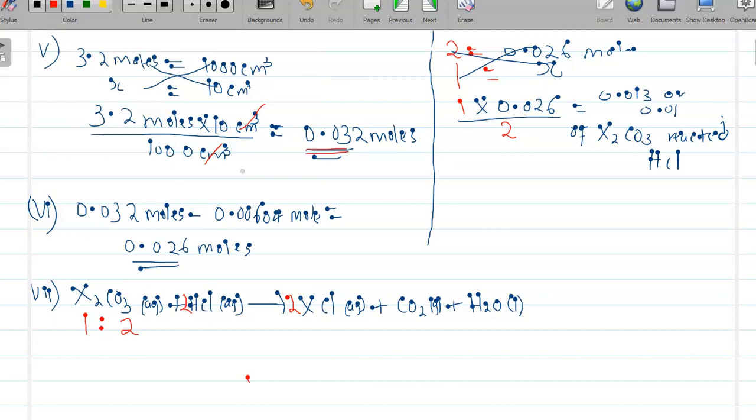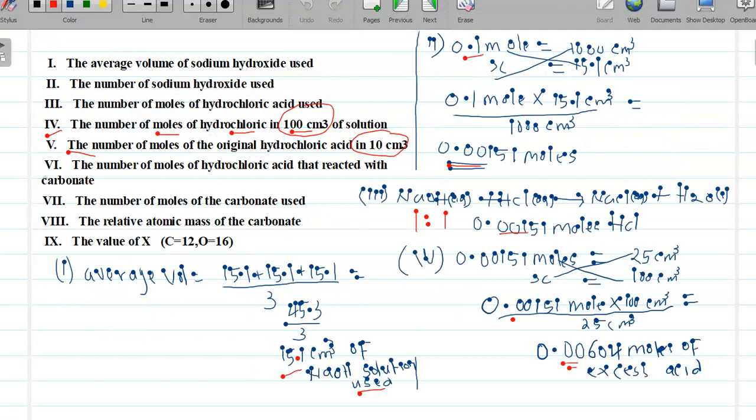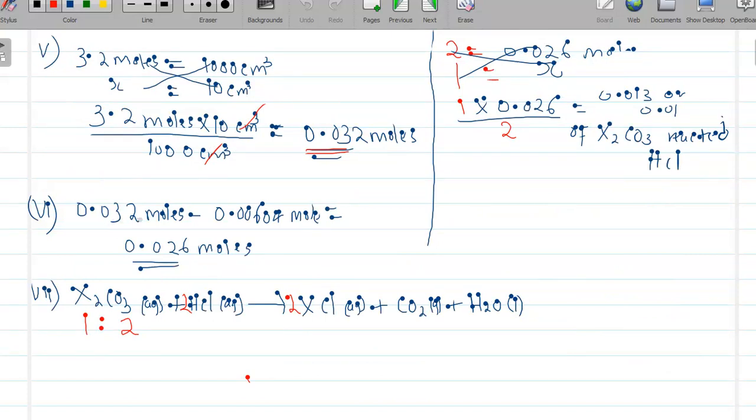Then our next question is question Roman 6. Question Roman 6 is asking the number of moles of the hydrochloric acid that reacted with the carbonate. To calculate that, you subtract the excess moles of the acid from the original moles of the acid that we obtained right now. The excess is 0.00604 moles, which is the moles in 100. You subtract this excess from the original moles before it reacted with anything. So you will say 0.032 moles, which you obtained here, minus the 0.00604 moles of the excess.